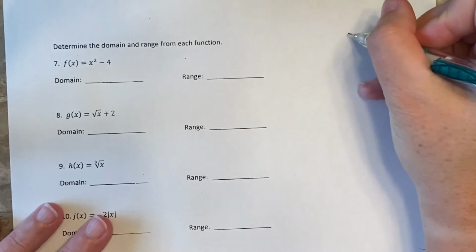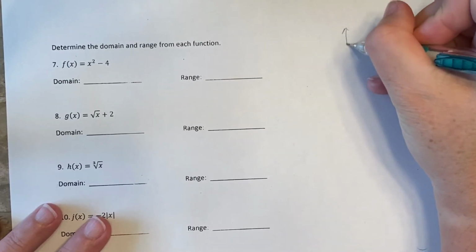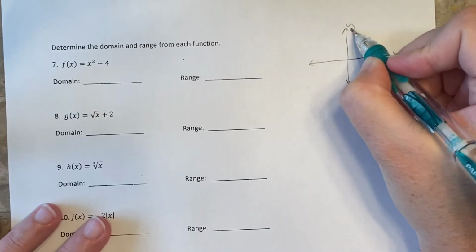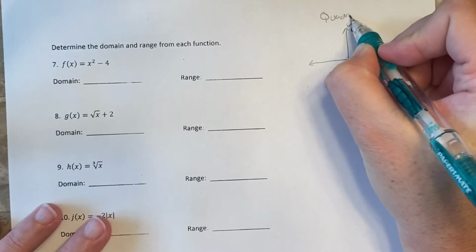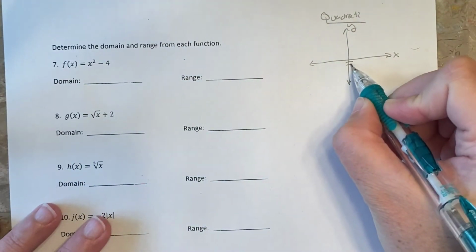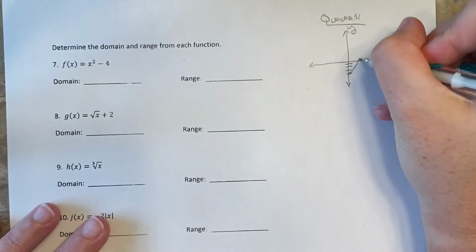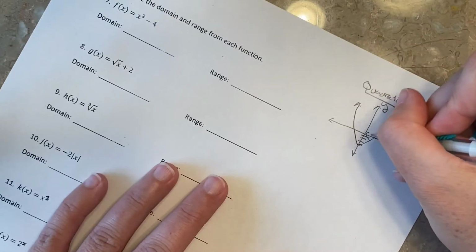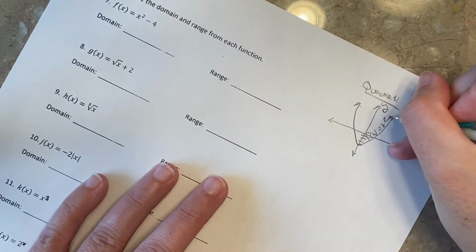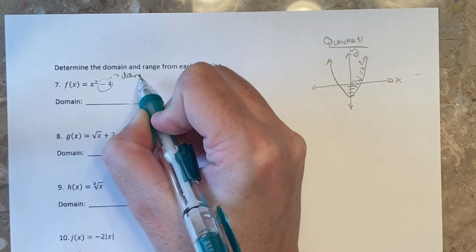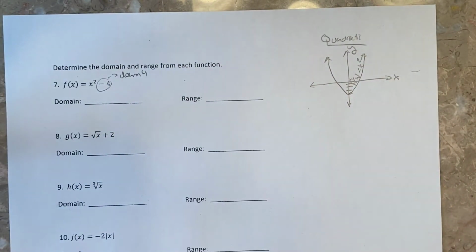Okay, so let's see. So we have our X and we have our Y. This is going to be a quadratic. We know it's a quadratic because of the X squared. 1, 2, 3, 4. And we'll just kind of sketch it, and it'll look like this. So we have f of x equals x squared minus 4. So remember the -4, that meant down 4, okay?